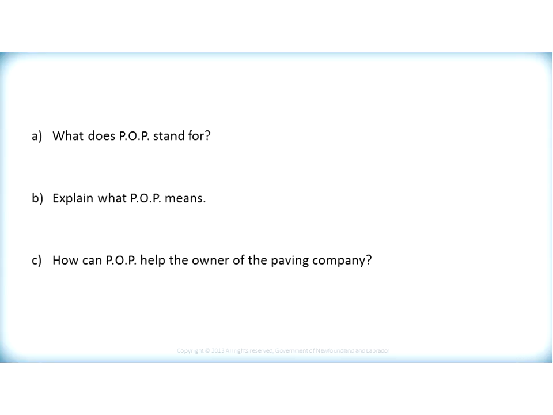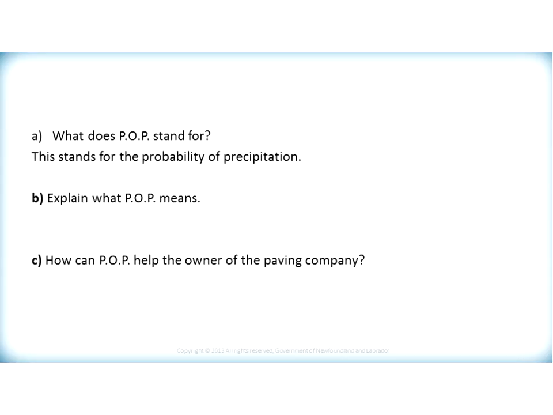If you do ever watch the weather report, you'll often hear POP. The actual term is probability of precipitation. And the probability of precipitation actually means what are the chances of it raining or snowing. Of course, in the winter it could be snowing out.